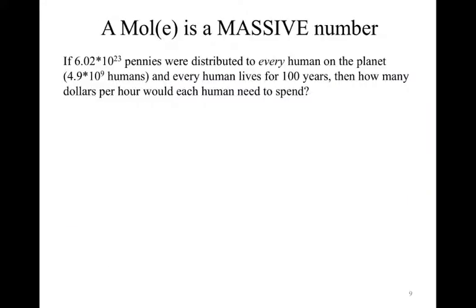Okay? So what could we do with this? We could play around with some more conversions. If we take 6.022 times 10 to the 23rd pennies, and we gave this out to every single human on the planet, man, woman, and child, and don't quote me on the numbers that we're getting pulled out here, so roughly 4.9 times 10 to the ninth humans, okay?